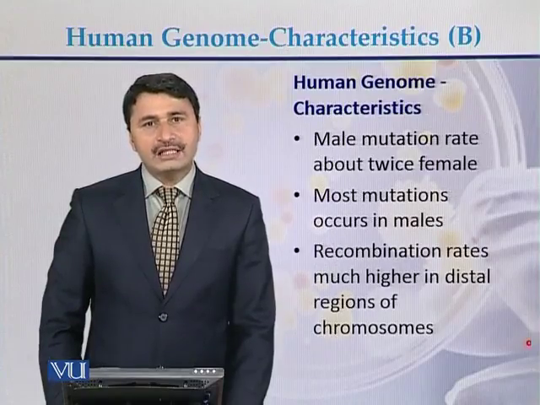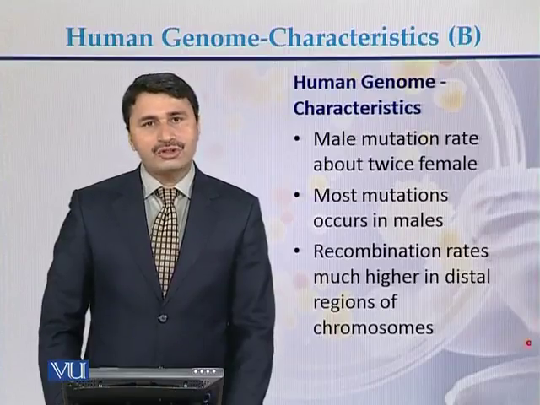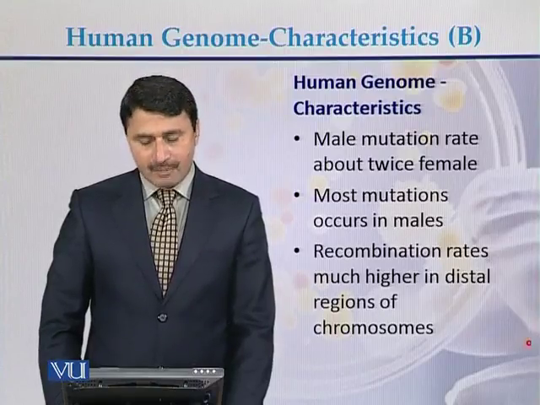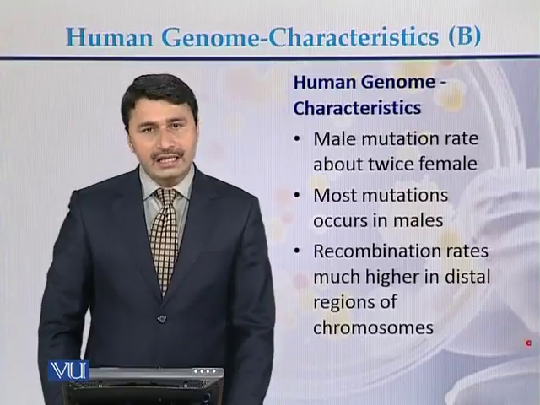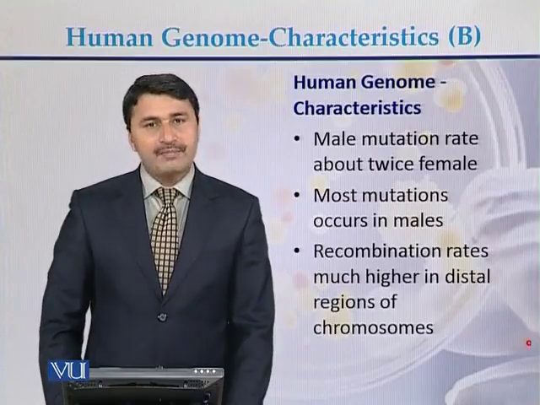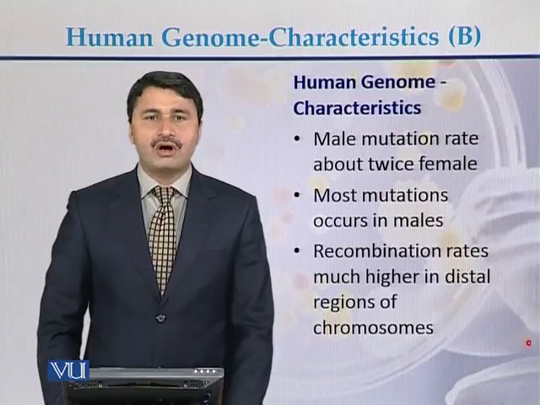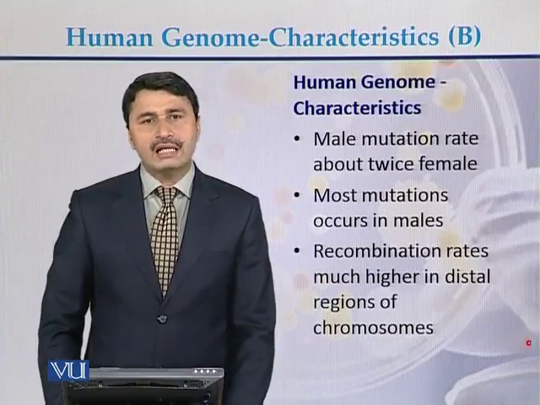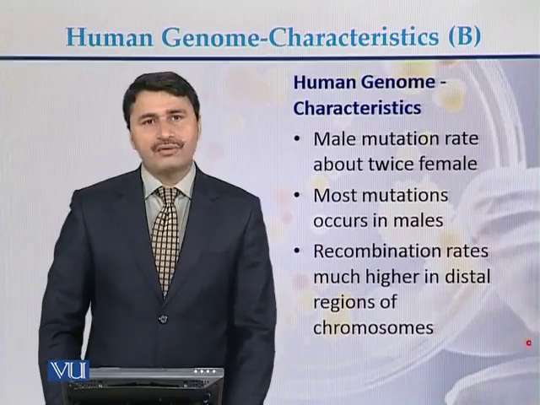Male mutation rate in case of human genome is almost double that of the female. Most mutations occur in males. Recombination rate is much higher in distal regions of the chromosome. So these are some of the characteristics of human genome.